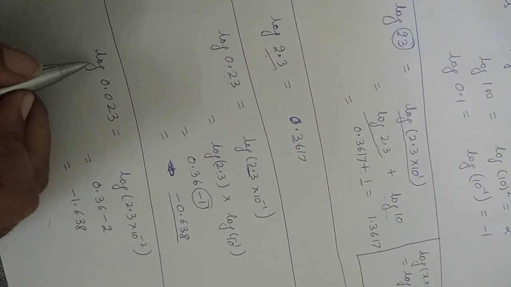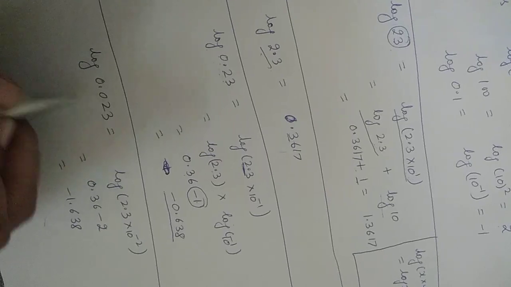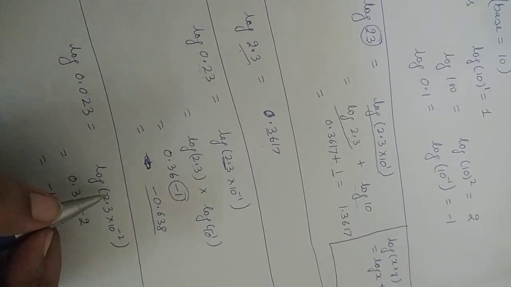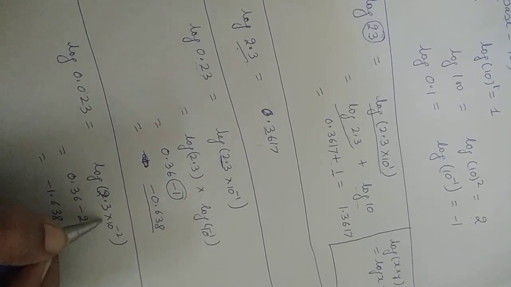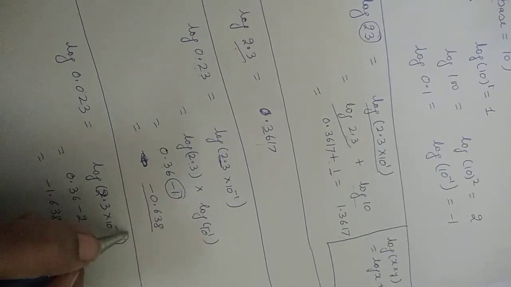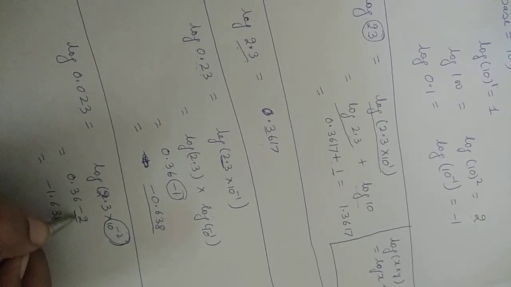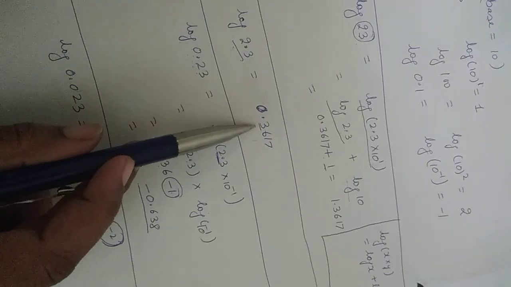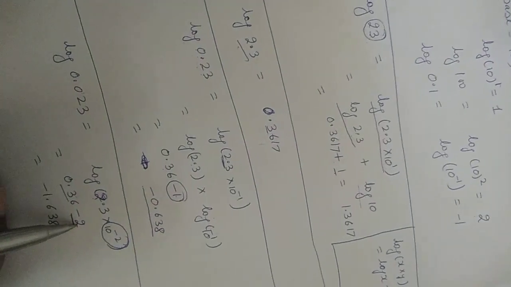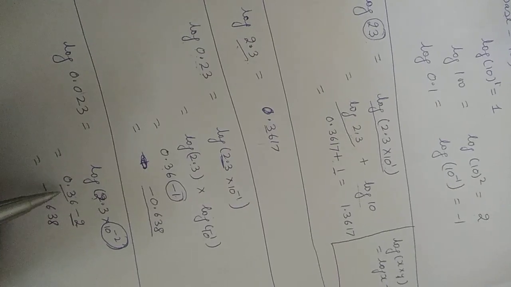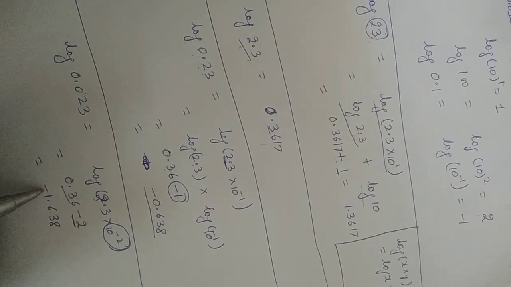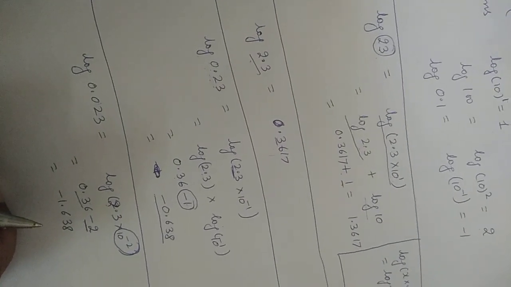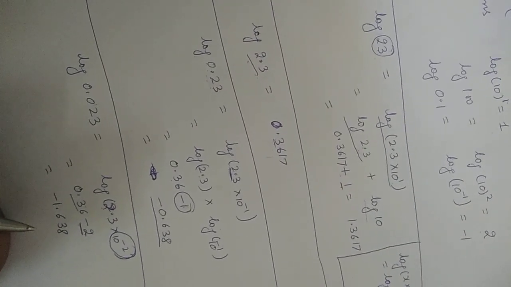One more. Let's say I want to see the value of log of 0.023. As usual, convert it to scientific notation. It will be 2.3 times 10 raised to the power minus 2. Log of 10 raised to the power minus 2 is minus 2, no issue about it. And log of 2.3, several times we figured out, is 0.36. So the final answer will be minus 2 plus 0.36, which is minus 1.638. Like this you can keep on practicing by looking at the log table in your book.